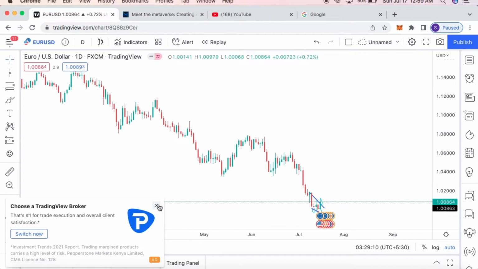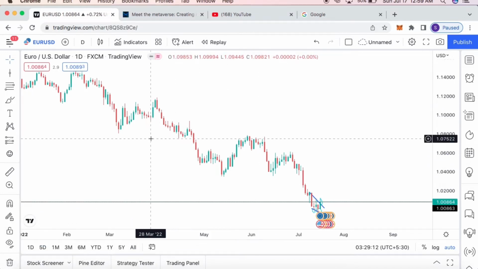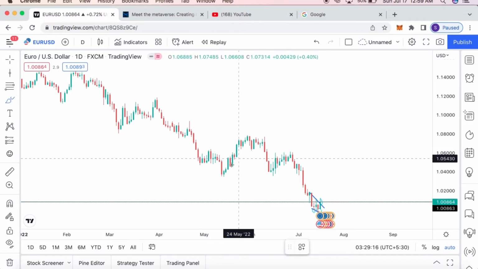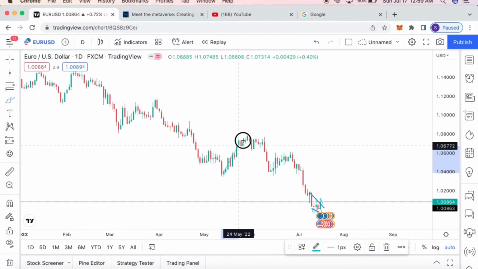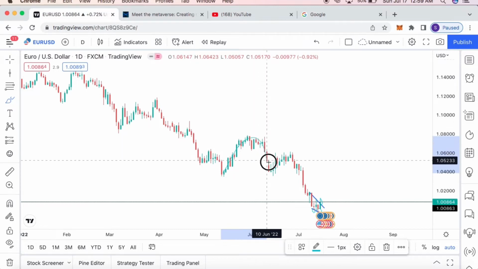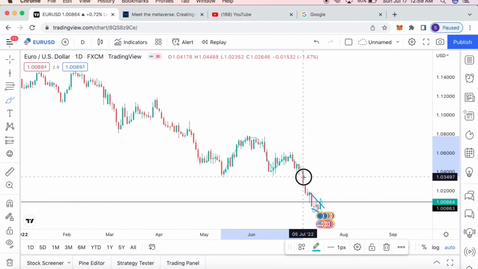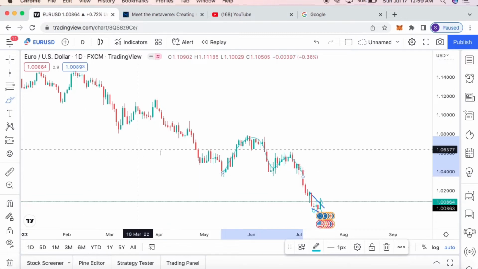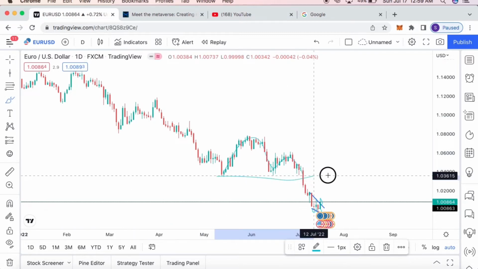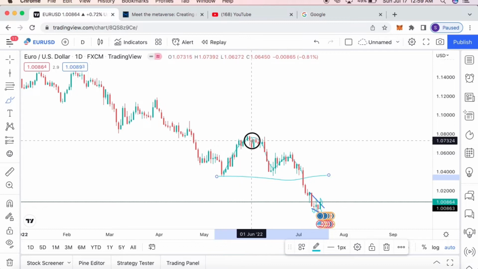So right now we have a pattern we call a cup and handle. This is a pattern that formed last week when the euro went down crazy. So this is the cup and handle, as you can see. This is our cup here. This is how our cup looks.